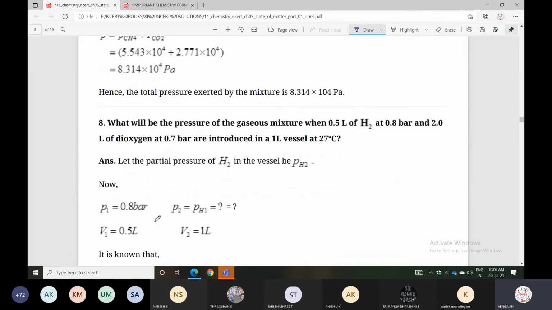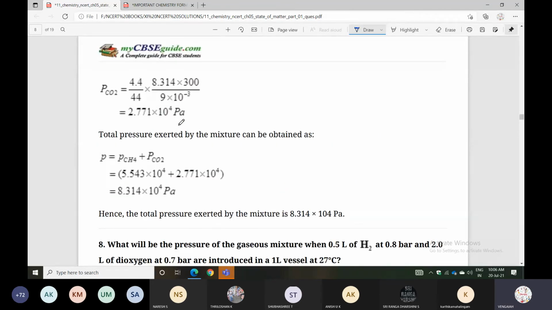So finally you can calculate P equal to sum of the partial pressures. So sum of the partial pressure, what is there? One is methane, the next one is carbon dioxide. Methane and carbon dioxide. We have.